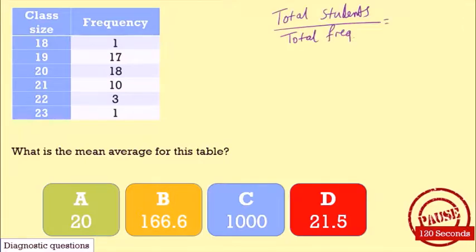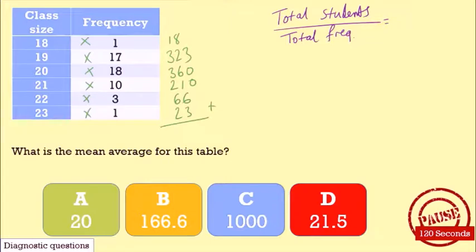Right, so my mean average for this table would be the total number of students all together in all the classes divided by the total frequency. Again, I can't just do 18, add 19, add 20, add 21, add 22, add 23 to find the total students. I need to multiply by the frequency. So 18 times 1 plus 19 times 17 plus 20 times 18 plus 21 times 10 plus 22 times 3 plus 23 times 1.